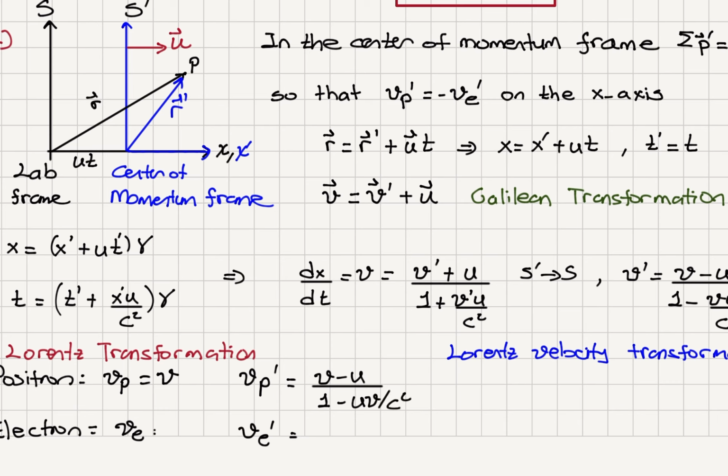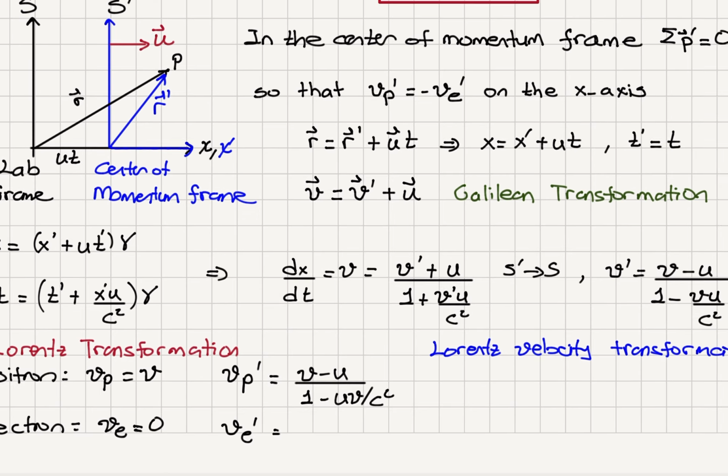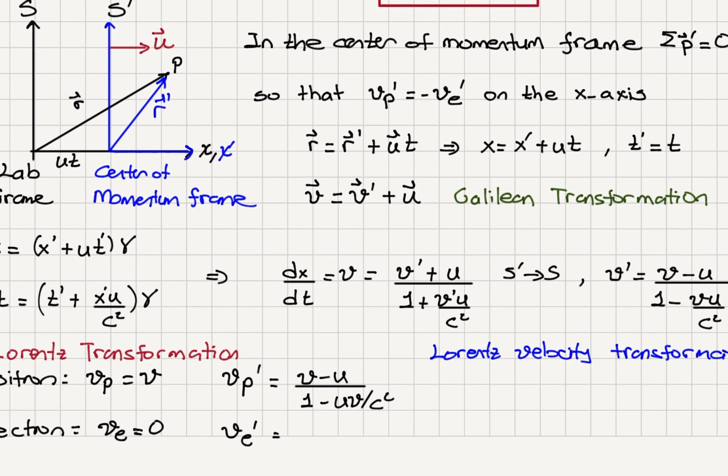The electron was at rest in the lab reference frame. Now it should be equal to minus u. So applying the Lorentz transformation here, 0 minus u divided by 1, it's going to be equal to minus u in the primed reference frame. So I applied the Lorentz transformation to the electron velocity. For the primed reference frame, its velocity is minus u.